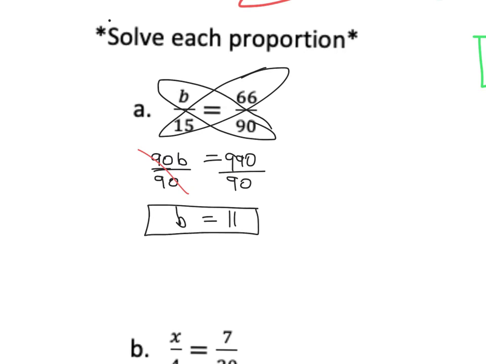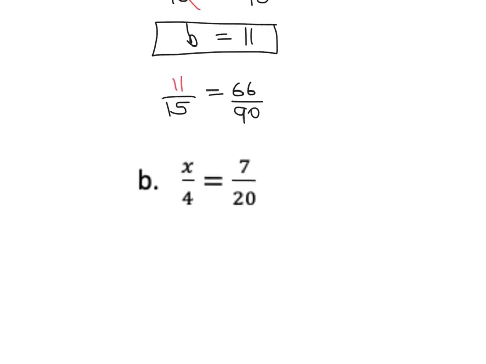Now the way that I could check my work is I could just plug 11 back into the original problem. So I'd plug in 11 for b, and what I would have is 11/15 equals 66/90. And the way that I would check to see if 11 is the correct answer is I would simplify both fractions down and make sure that I had the same fraction on each side, or the same ratio.